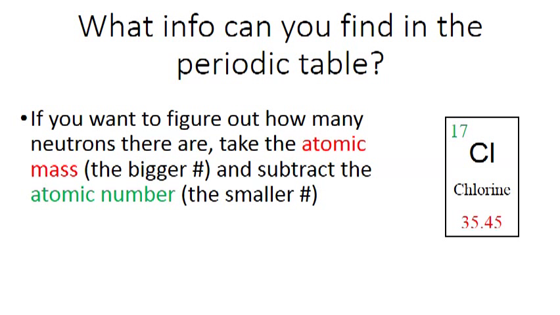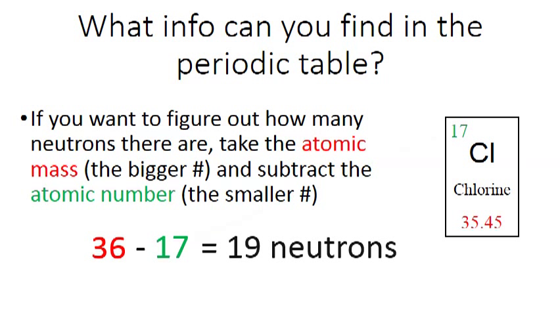If you want to figure out how many neutrons there are, you need to take the atomic mass, that's the big number, and subtract the atomic number, which is the smaller number. So just remember, big number minus smaller number, and you'll be good. So we take 35.45, which we round up to 36, and then we subtract 17, and we end up with 19 neutrons. So chlorine has 19 neutrons.